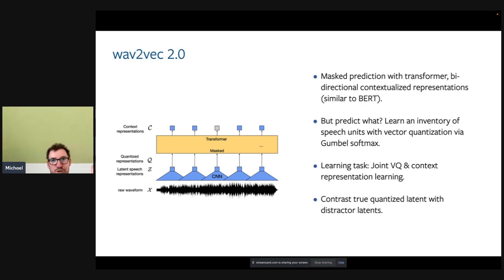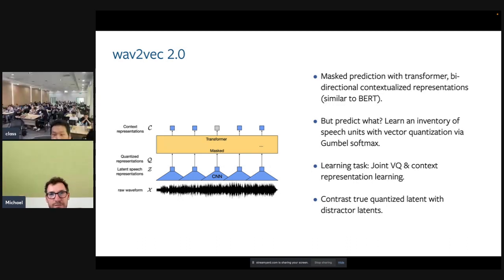So we could just try to reconstruct each one of those for the missing parts, but that would be a very difficult task, because there's a lot of things to predict, and then the model would get penalized for just getting it a little bit wrong, etc. So what we wanted to do instead is learn an inventory of speech units. In text, we have a certain vocabulary. When you read some text, you recognize words because you have seen them before. So there's an inventory of words in any language you will speak. And so we wanted to learn something similar for speech.